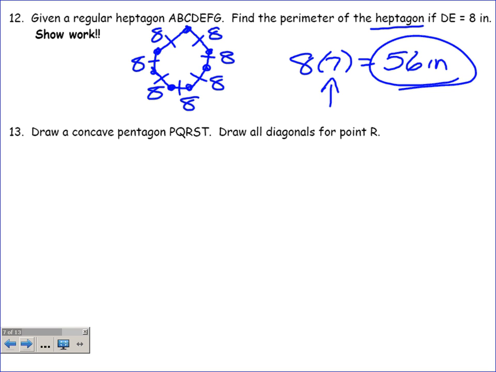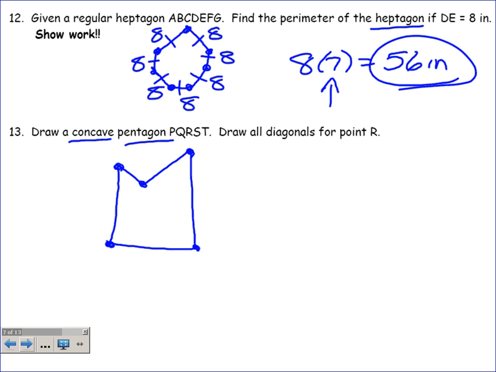Two words to describe this: a concave pentagon. The way I've always drawn this, you can draw it a bunch of different ways, and that would work out just fine. When you name this, remember you pick one point. Katie, pick a point. Which point do you want me to use? This one down here? Okay.